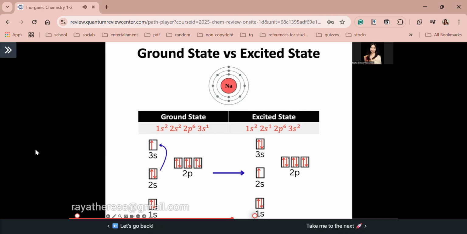Kaya nagkakaroon ng excited state ang isang atom. So the excited state electron configuration is 1s2, 2s1, 2p6, and 3s2. Okay? So yan yung difference nilang dalawa.